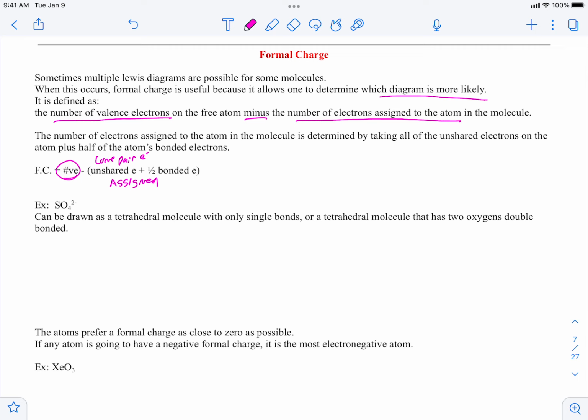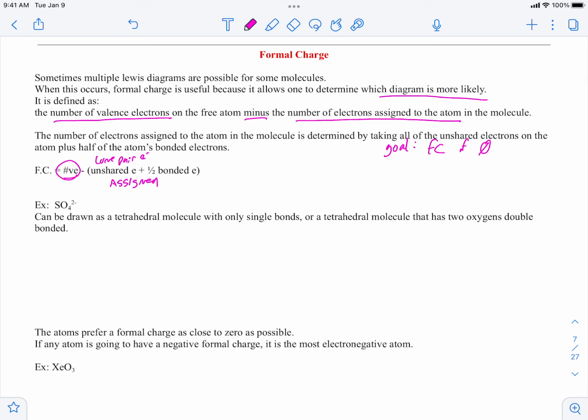Okay, so we're going to calculate the formal charge for each element in the Lewis diagram. And what we are looking for is a formal charge of 0. If the formal charge is 0, then the likelihood that the diagram is drawn correctly is high. Okay, so that's the goal.